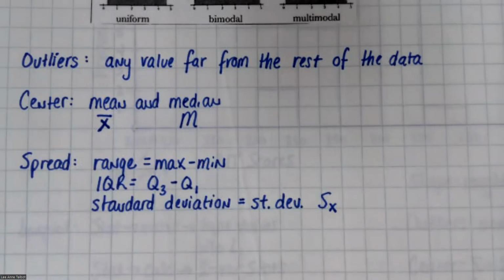And then median is not fancy, it's just a capital M. And then there's three measures of spread. The range is the max minus the min. You guys know what this stands for? IQR, do you remember it? Interquartile range. Quartile 3 minus quartile 1.